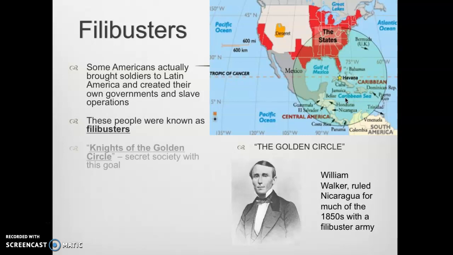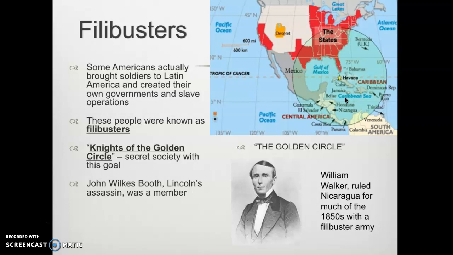But one most famous example was that there was a secret society called the Knights of the Golden Circle. And their goal was actually to create slave colonies in Latin America as slavery became more and more costly and controversial in the United States. In fact, Lincoln's assassin, John Wilkes Booth, was actually a member of this secret society.